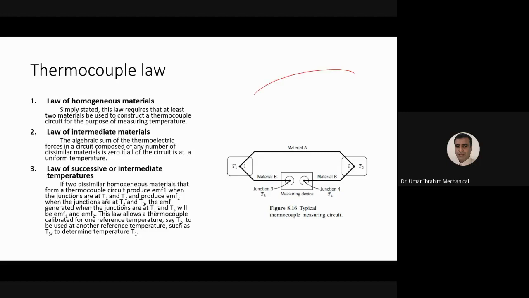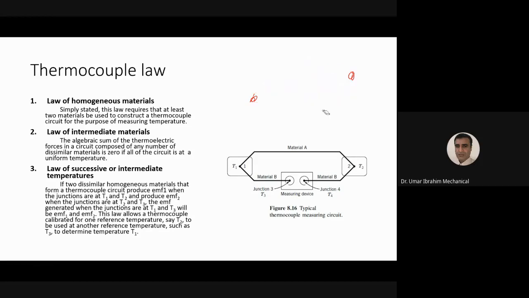वही बात है कि अगर आप दोनों wires अगर same हैं, so अगर आप उनका loop बना लें, उनका junction बना लें, it will not work as a thermocouple. ठीक है. So law of homogeneous material says that you cannot make a thermocouple out of homogeneous material.